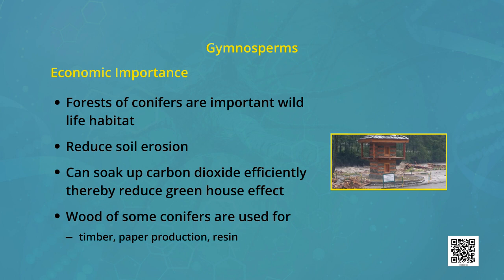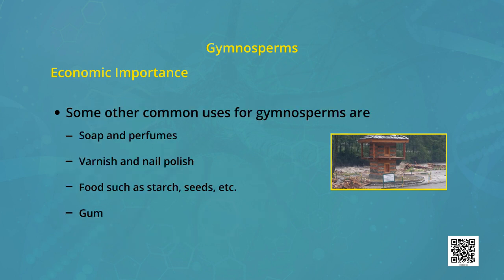Gum and resins are also obtained from these. Oils such as turpentine oil are used in varnish and paints. Cedar wood oil is used in soaps and perfumes. Some of them are a source of food. For example, starch is obtained from cycas stem. Seeds of pinus, locally known as chilgoza, are edible.